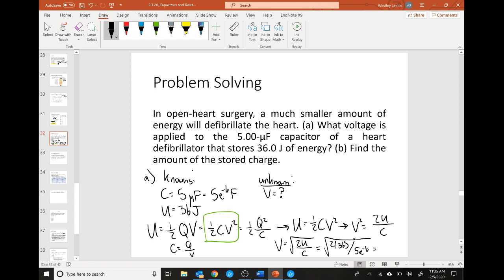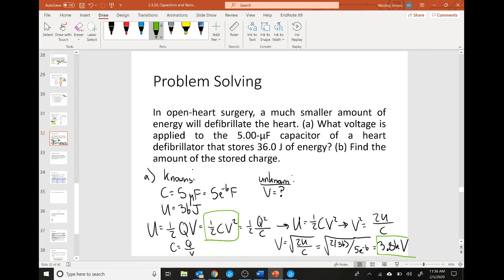5e to the minus 6. All right. So I get... what voltage? Okay, I was a little concerned there. 3.8 kilovolts. There you go. Everyone else get that? Anyone get anything different? Cool. There you go. So that's how you're going to solve one of these problems.